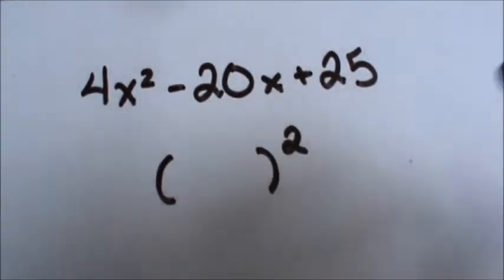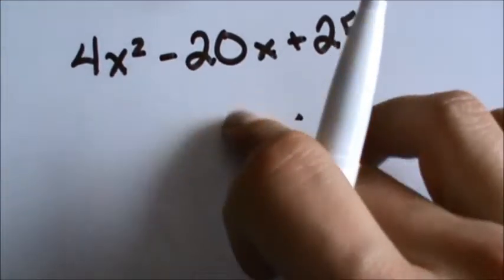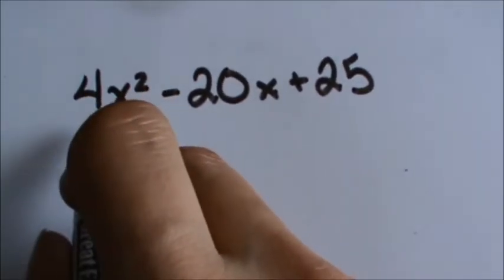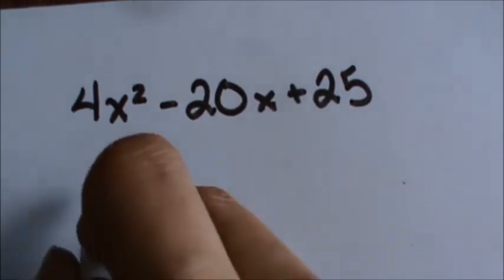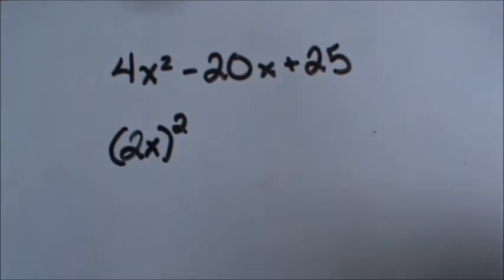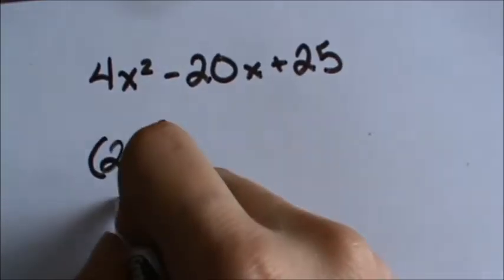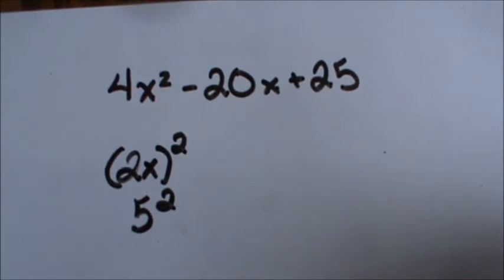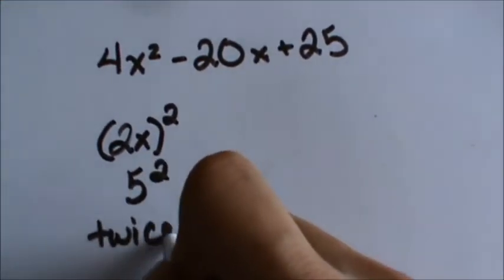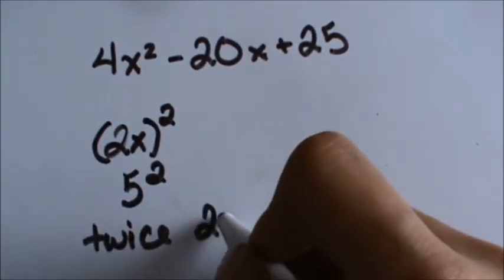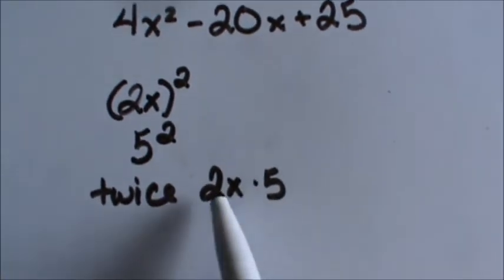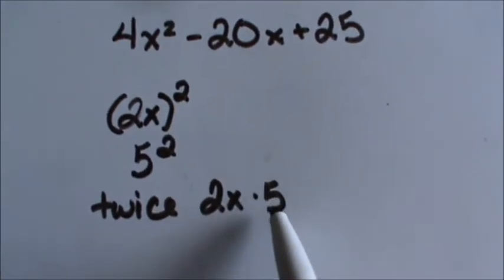So let's see. Our first check to see if this is a perfect square is to check the first term. Is the first term a perfect square? Yes, it is 2x squared. Is the last term a perfect square? Yes, it's 5 squared. Is the middle term twice the product of 2x and 5? And it is, because 2x times 5 is 10x.